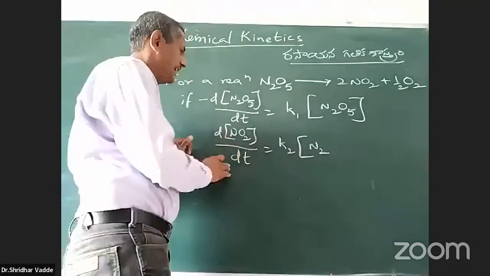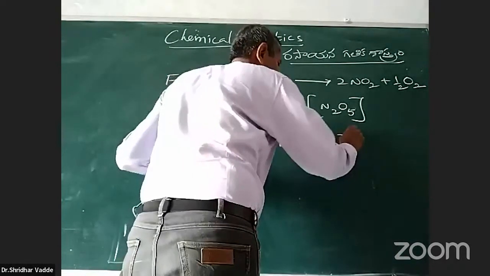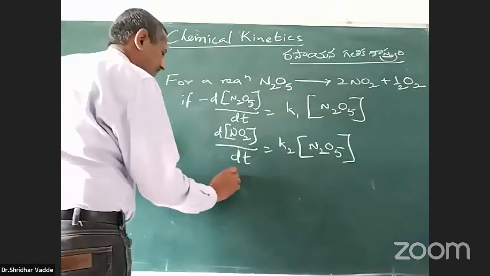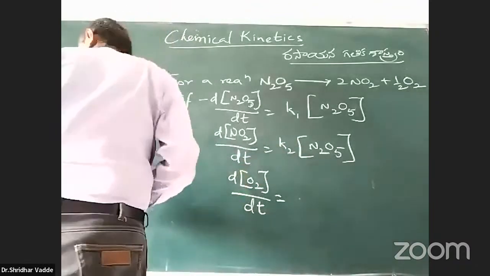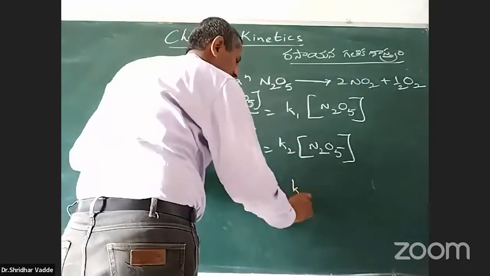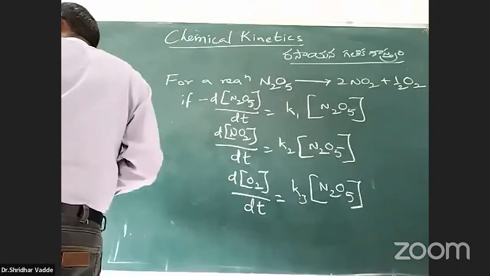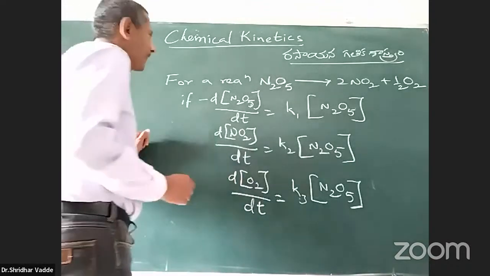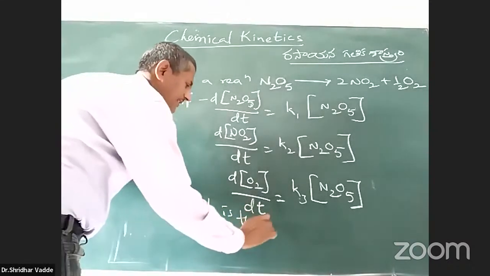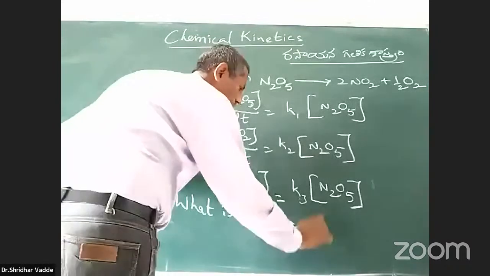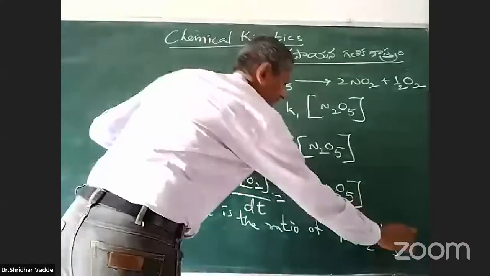Here, d[NO2] by dt is equal to K2 into concentration of N2O5. d[O2] by dt is equal to K3 into N2O5. What is the ratio of K1 is to K2 is to K3? This is the question.